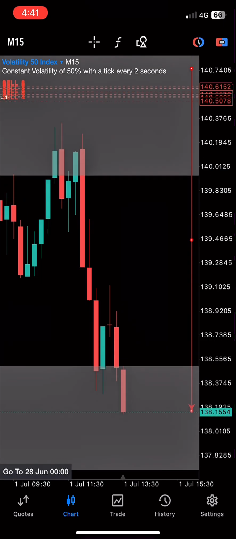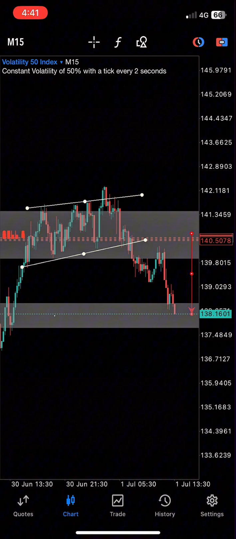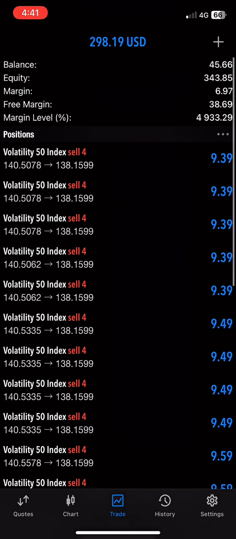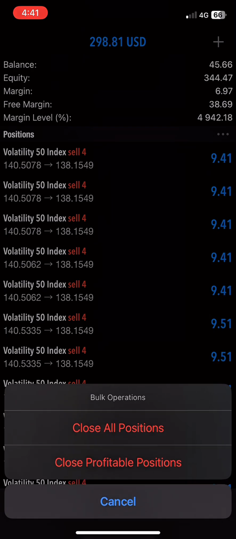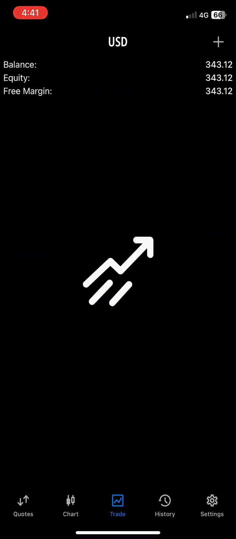So at this point, we see that price created a pullback and it kept continuing. So we see that it's now at the tip. So I think we are ready to close now. Yeah, so I'll close at this point and look for another trade.